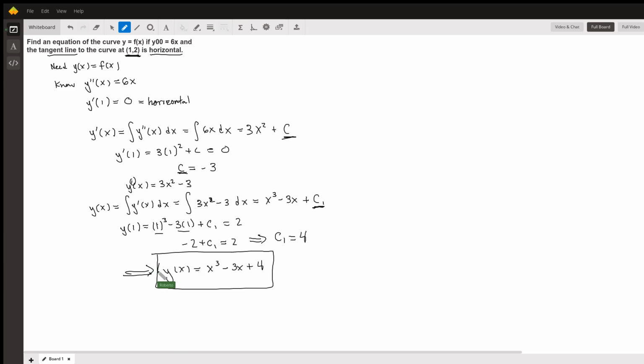And you can check the derivatives to check. So the first derivative of this is just 3x squared minus 3. If you plug in 1, then it's 3 minus 3 equals 0. And then the second derivative is 6x plus 0, which is what we wanted.